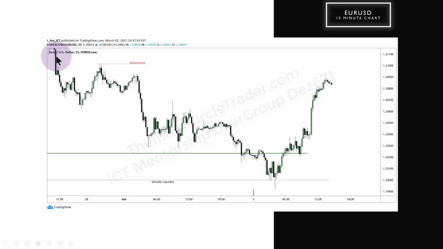If we keep seeing the dollar go lower, euro will want to go right up into here, which would take out buy side liquidity there.